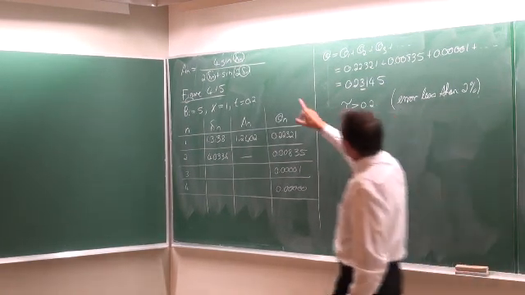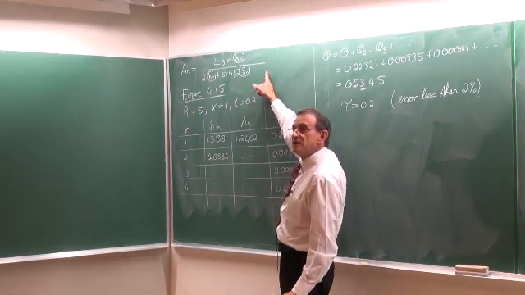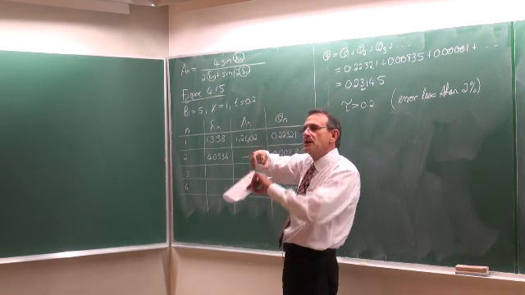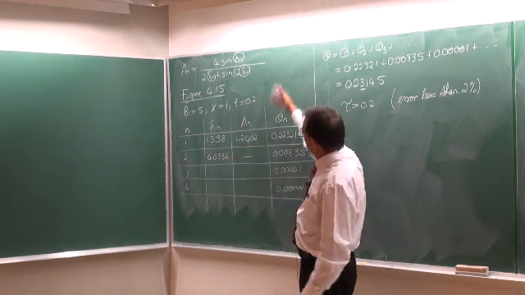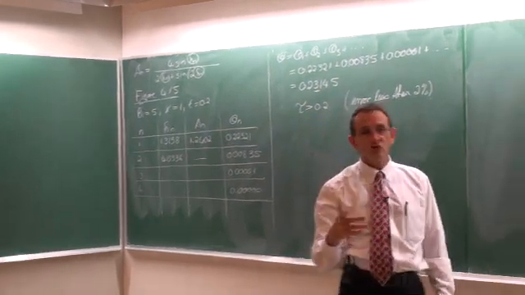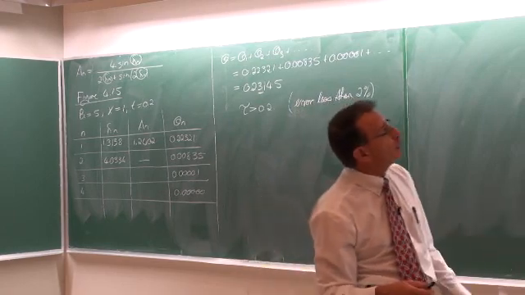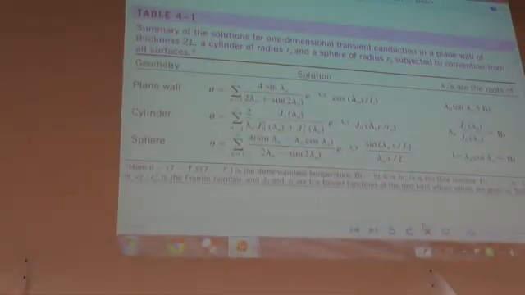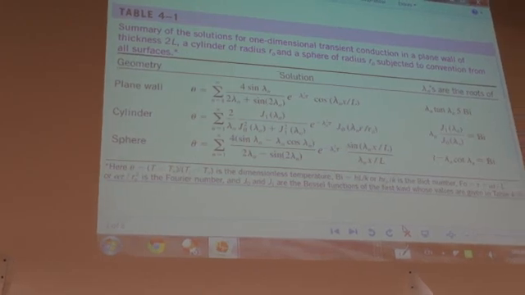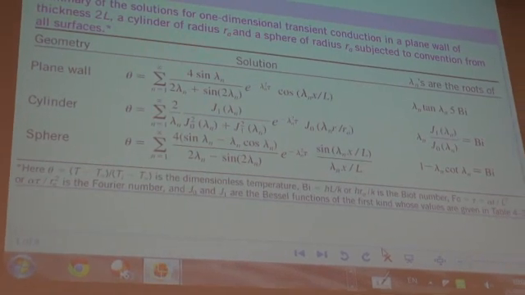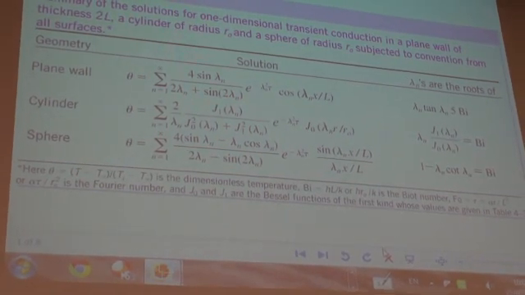Now this solution, ladies and gentlemen, is for the plane wall. For the cylinder, we're going to have a cylindrical coordinate system. The principle is going to be the same, but the answers are not going to be exactly the same. And the answers for that are given in table 4.1. So in table 4.1 is given the non-dimensionalized time for the wall, then for the cylinder, and for the sphere.